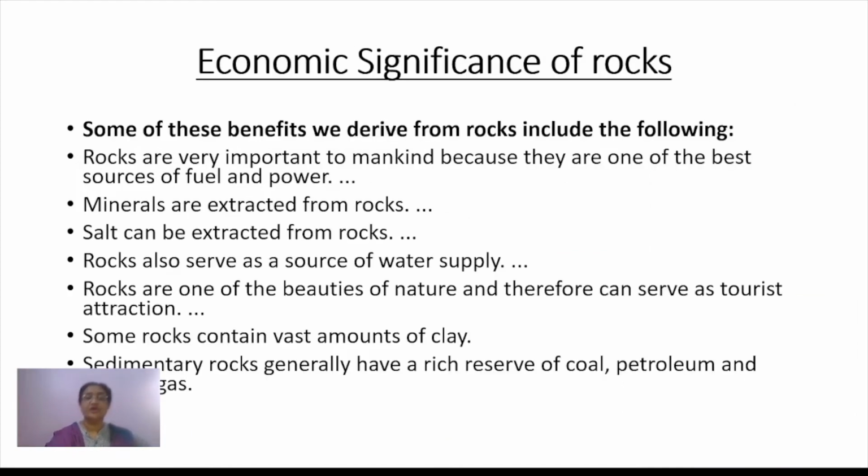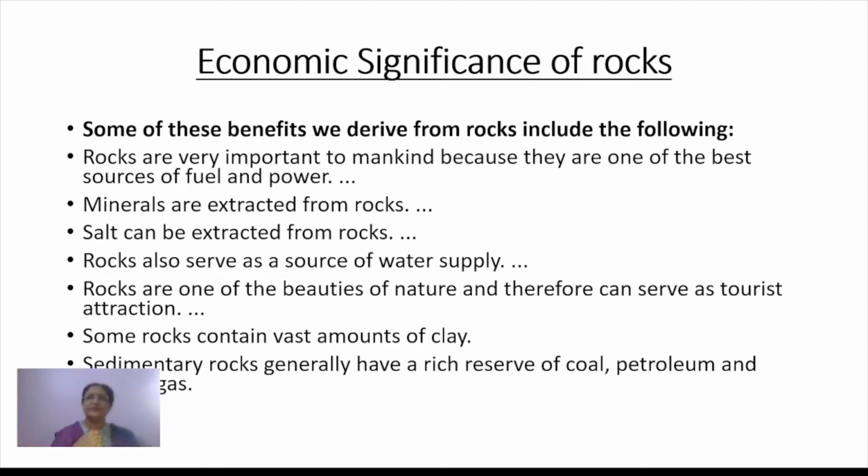Now, what is the economic significance of rocks? Yes, a few such things we can see around us. Rocks are very important to mankind because they are one of the best sources of fuel and power, right? Number one. Number two, how can we forget that these are the main source of soil. Soil is formed out of the rocks only, right? And without the layer of soil on the earth's surface, we cannot imagine the survival of life on earth. So soil is also very important for us, and it comes from the rocks only.